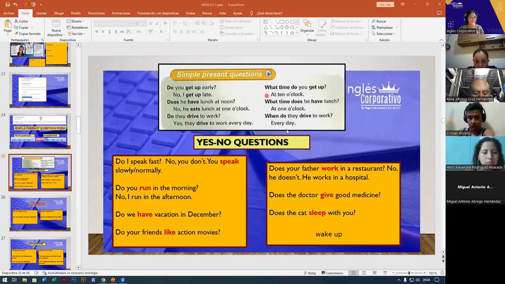Now, in the case of WH questions, we have these examples. What time do you get up? Now it's specific information, the one you investigate. At 10 o'clock. What time does he have lunch? Now this will be third person. At 1 o'clock. When do they drive to work? Every day. So it's referring to time, right? Occasions there.